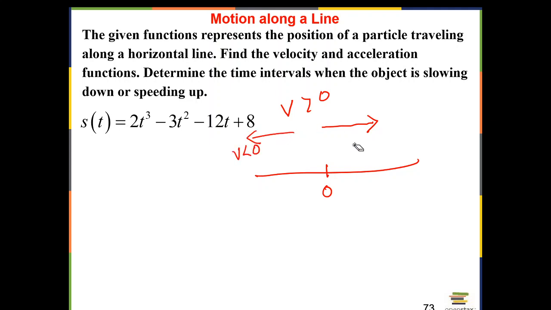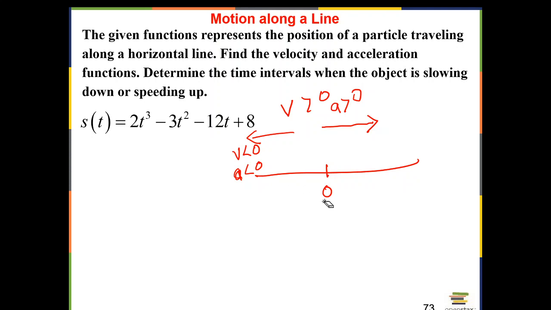Okay, what about acceleration? Well, acceleration is the rate of change of velocity. So if the acceleration has the same sign as velocity, so if the acceleration is positive and velocity is positive, then the object is speeding up to the right. If the acceleration is negative and the velocity is negative, then the object is accelerating to the left. Otherwise, if the signs of velocity and acceleration are different, then the object is slowing down.